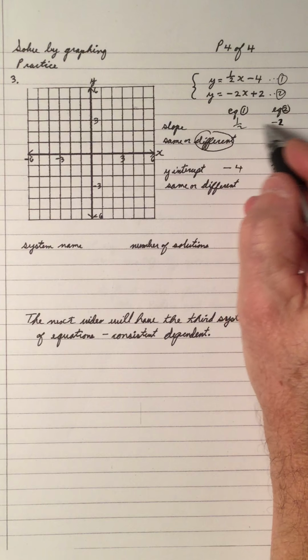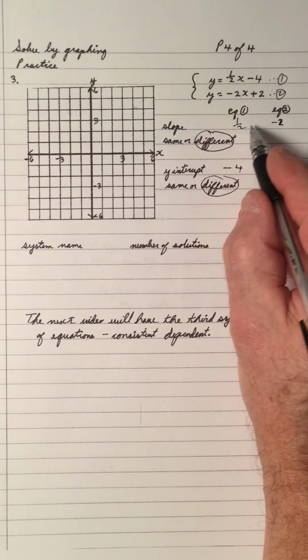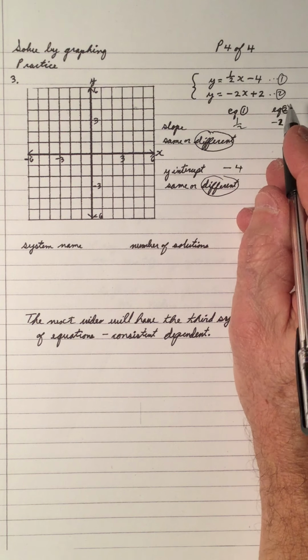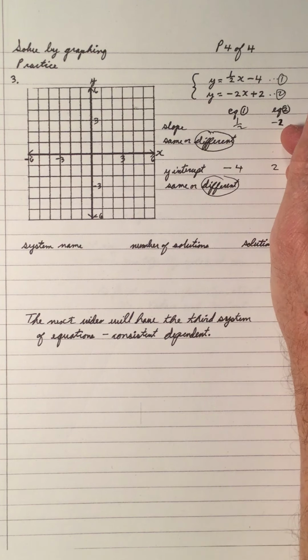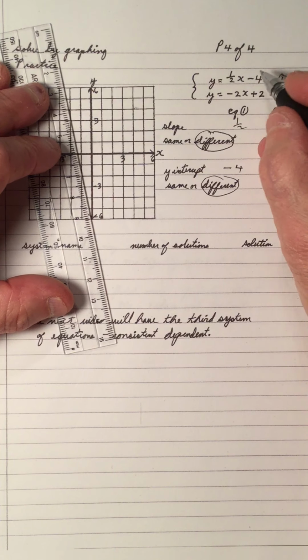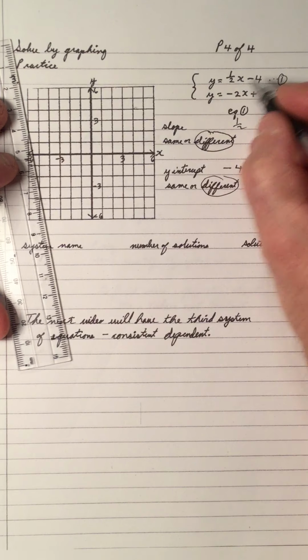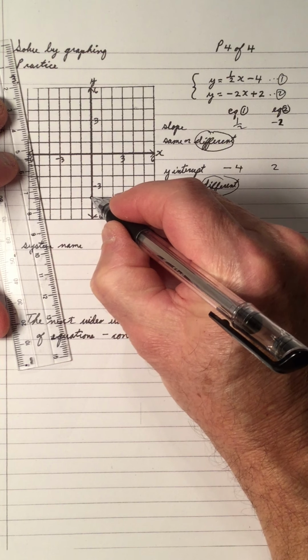Oops. Slopes are different, and the y-intercepts are different. Right, I got ahead of myself. So the slopes are different. That means if you've got different slopes, the two lines are going to intersect in a point. Let's see what that point is going to be. And we have a y-intercept of negative 4. 1, 2, 3, negative 4 is down there.